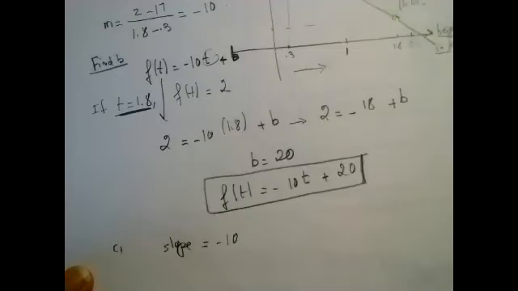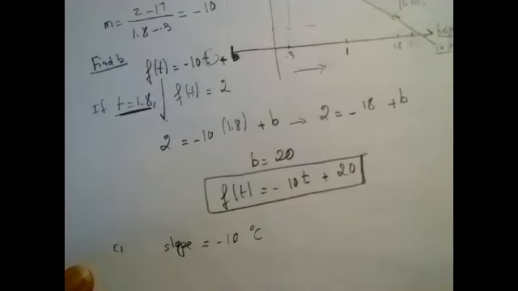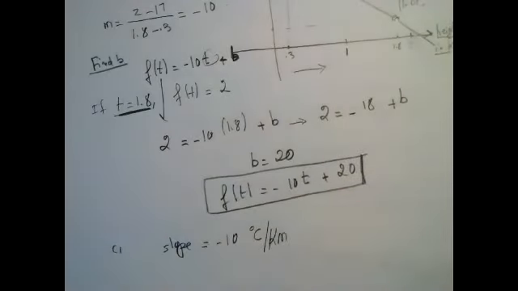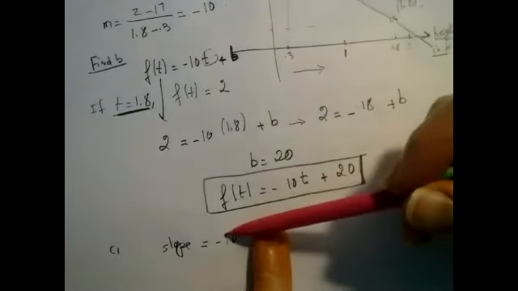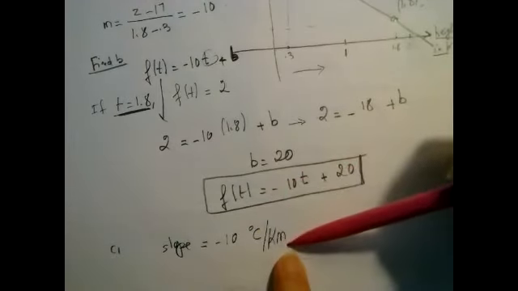Would it be minus 10 degrees? That's an incomplete answer. Degrees Celsius, you can finish it. Minus 10 degrees per kilometer. Per kilometer, yeah. Okay. Minus 10 is by how much? The temperature decrease every time you go up by 1 kilometer.